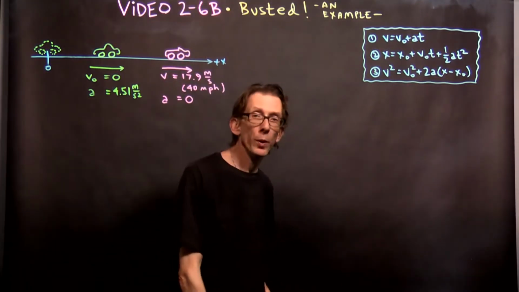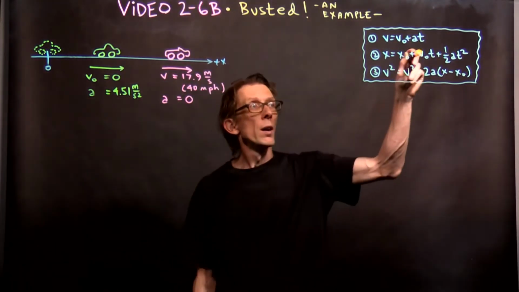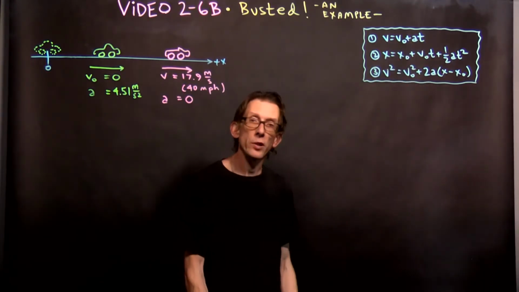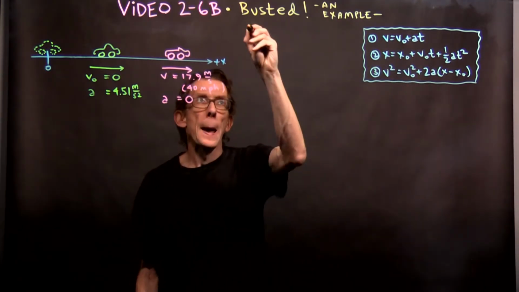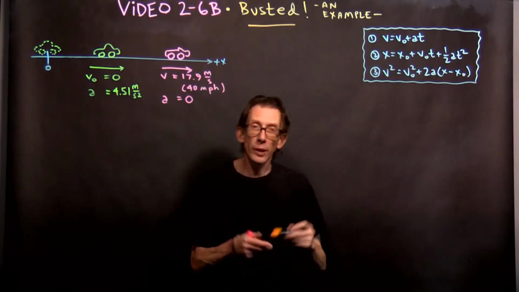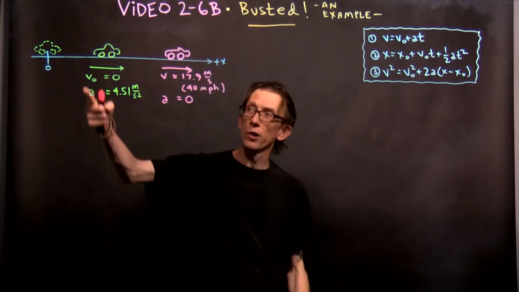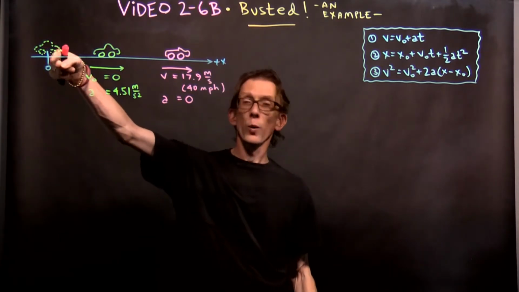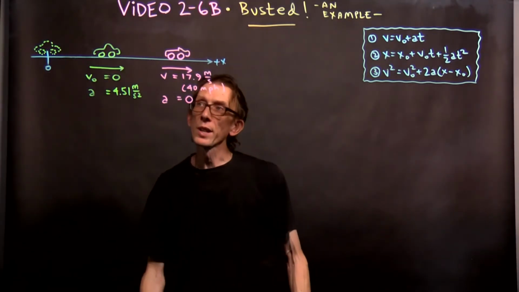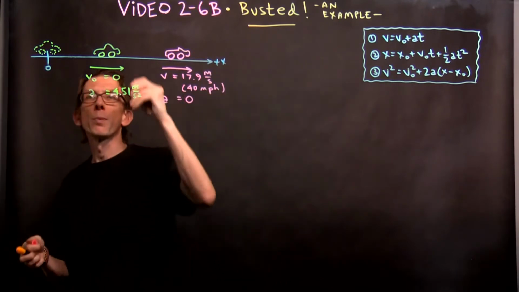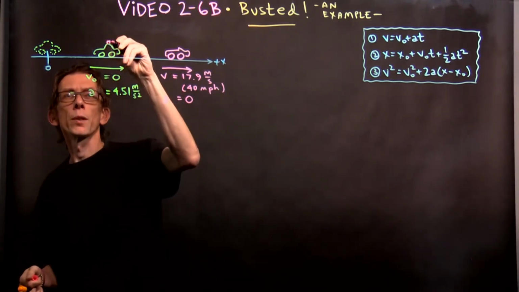Example number 2 of the use of our equations of motion. Busted. So we got a story here. We have a police officer sitting at the origin. That's him in the dotted green line car there. Police officer sitting at the origin. Let me put a little siren on top of the car here.